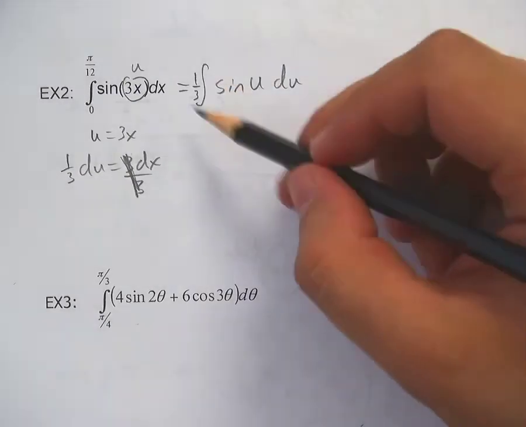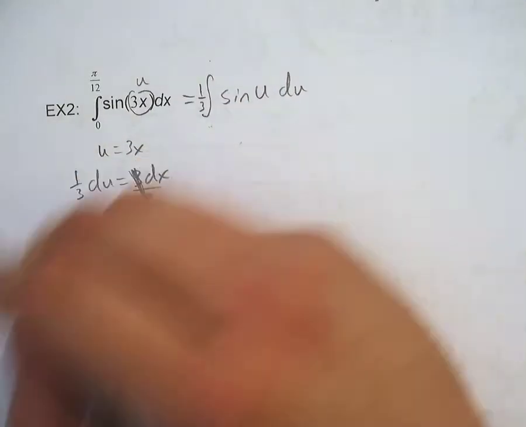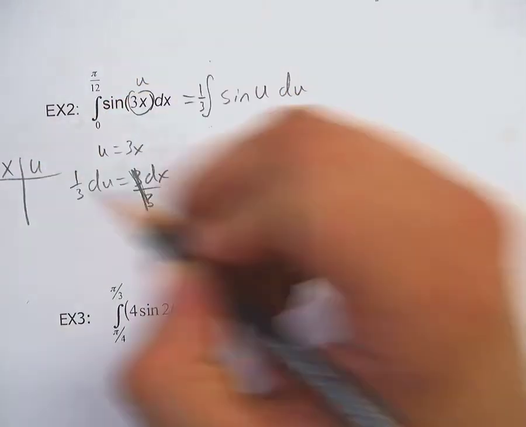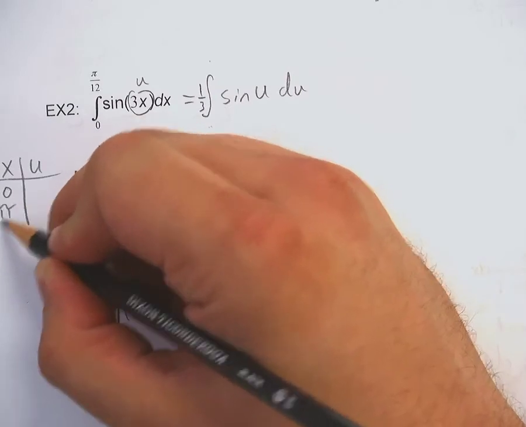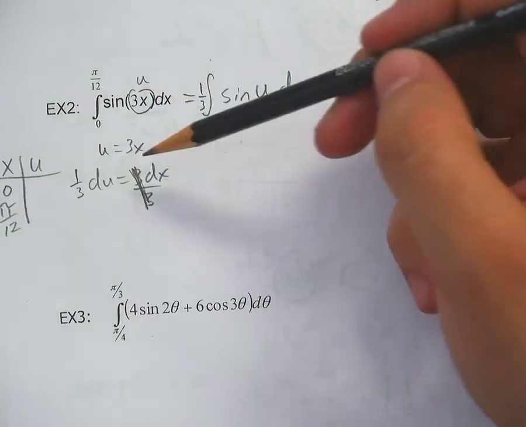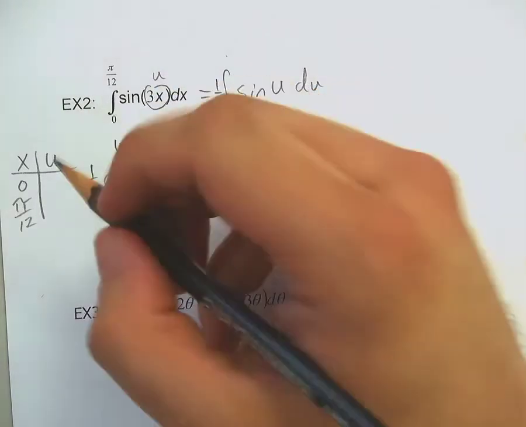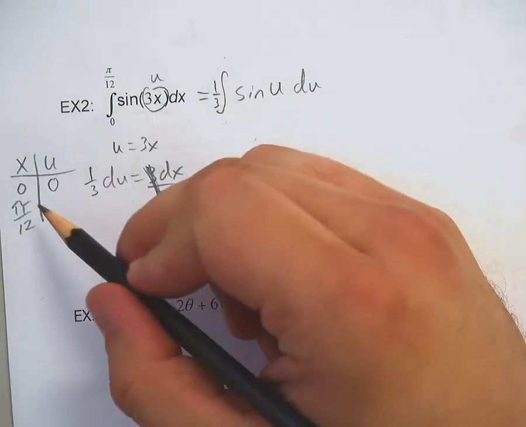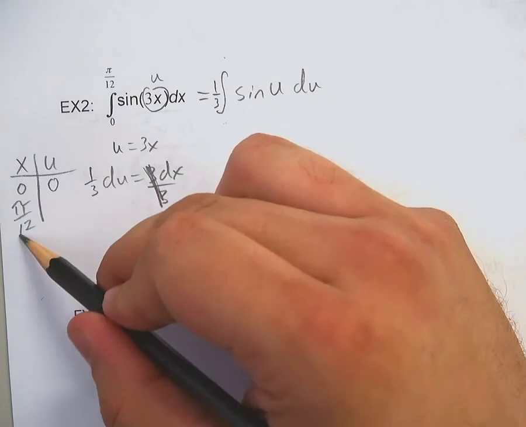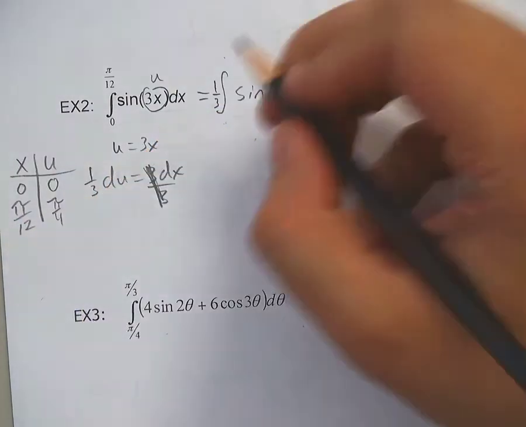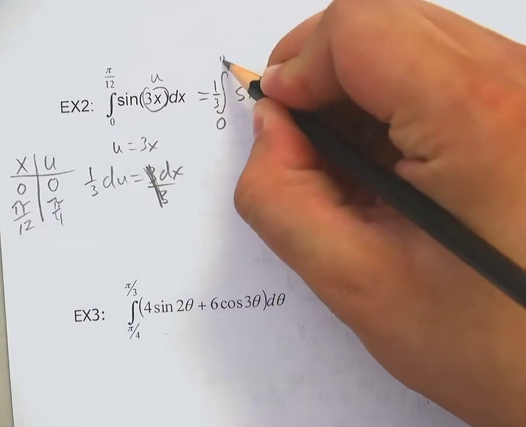1/3 out front. And now I need to figure out what my u integrations are, my limits of u integration. So x and u, I'm going to make a little table here, going from 0 to pi over 12. Well, if you plug in a 0, you get 0. Plug in pi over 12, 3 times pi over 12 is 3 pi over 12, which is pi over 4. So I'm going to make this 0 to pi over 4.